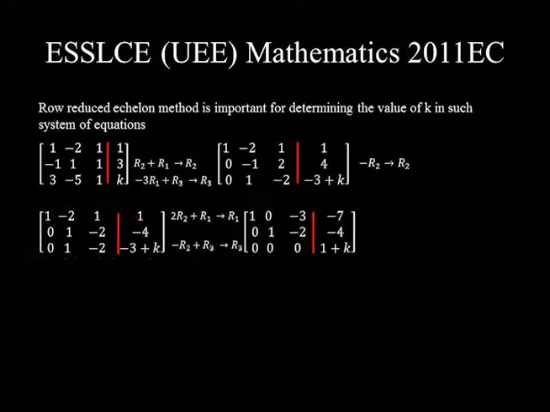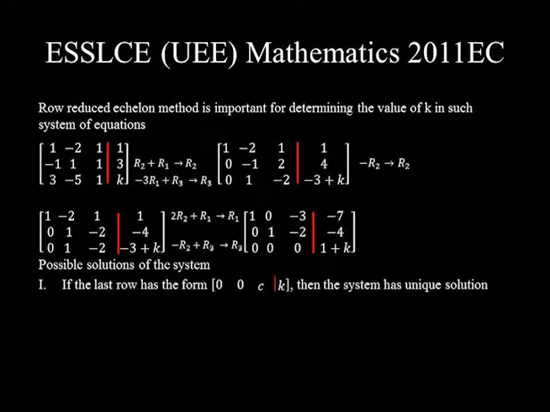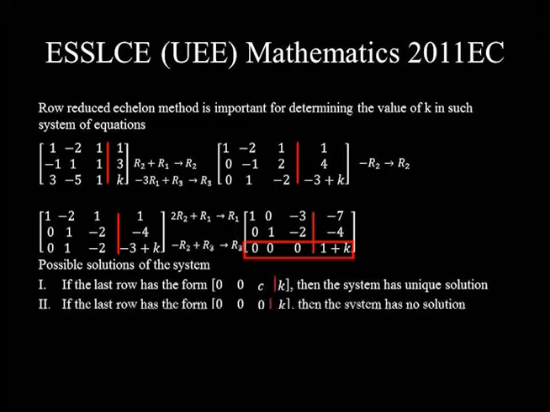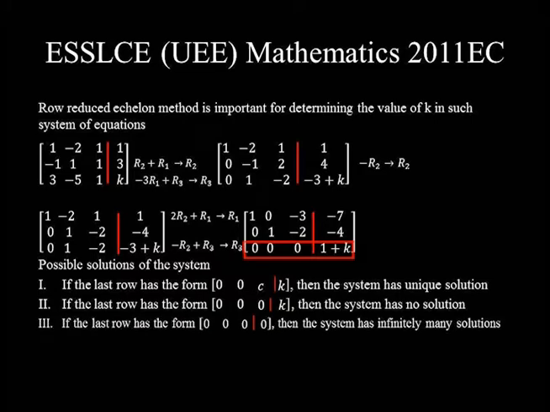Now we reach the step where we can decide whether the system has a unique solution, no solution, or infinitely many solutions. Possible solutions of the system: if the last row has the form 0, 0, C, K, then the system has a unique solution. The second alternative, if the last row has the form 0, 0, 0, K, then the system has no solution. If the last row has the form 0, 0, 0, 0, then the system has infinitely many solutions.